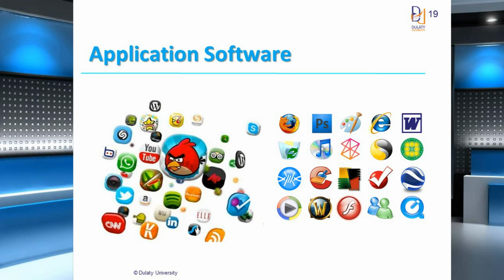Application software. The second major category of software is application software. Application software is essential software that allows the user to accomplish some goal or purpose.